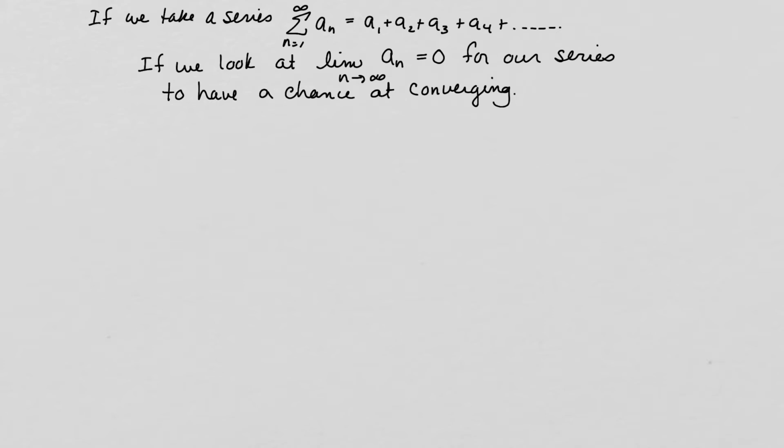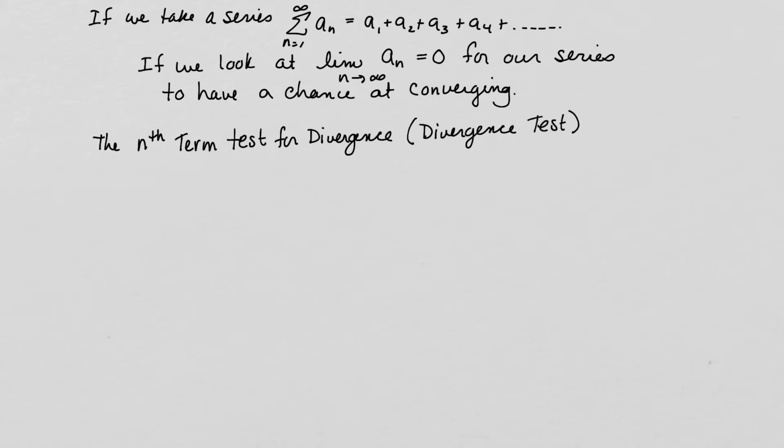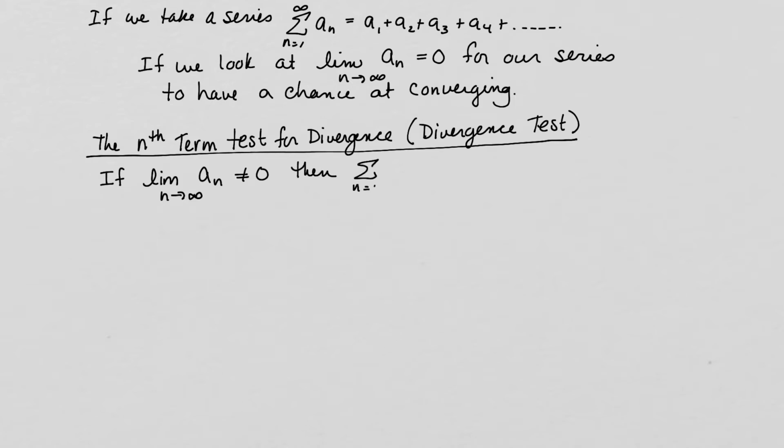And so this basic fact is what is behind our first major test, which is called the divergence test. Some places call it the nth term divergence test, or nth term test for divergence. We're just going to refer to it as the divergence test. Okay, so what the divergence test says is: if the limit as n approaches infinity of a sub n is not equal to 0, then the summation from n equals 1 to infinity of a sub n, that series, diverges.